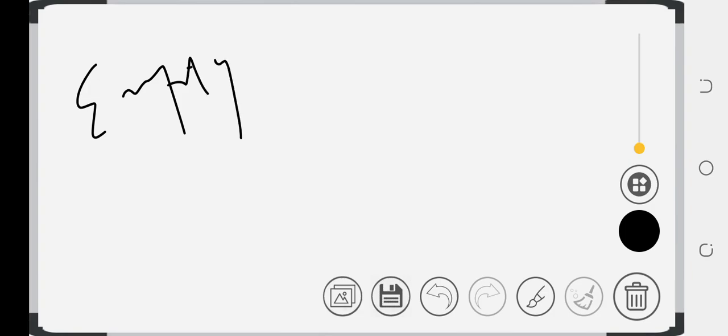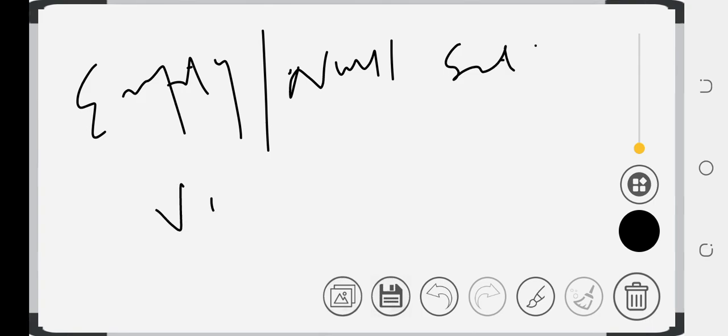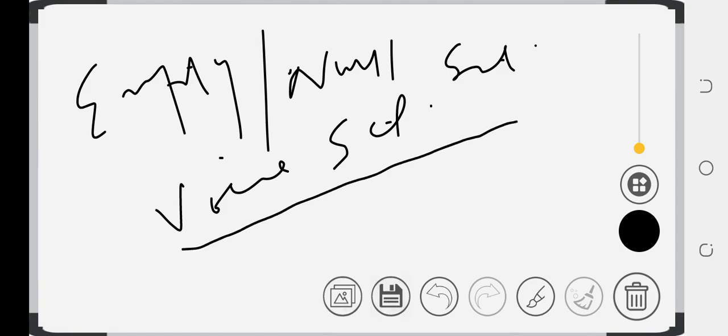Empty set, or you can say null set or void set. These are those sets. It is the same thing: empty set, null set or void set, having number of elements 0, that means it has no element. And the notation for the empty set is written as phi or simple empty brackets, right?